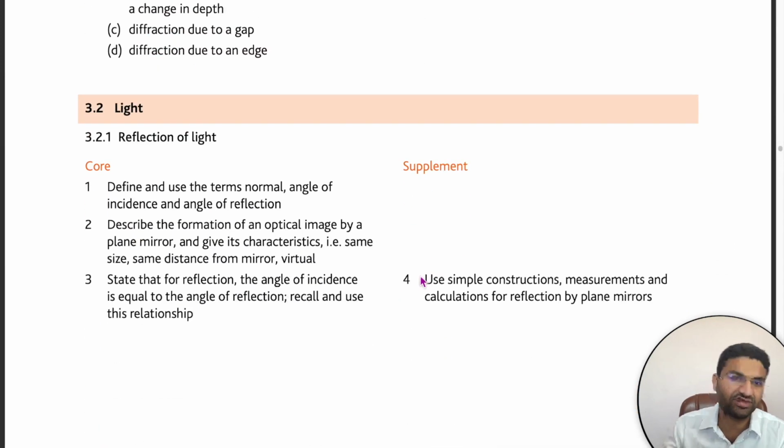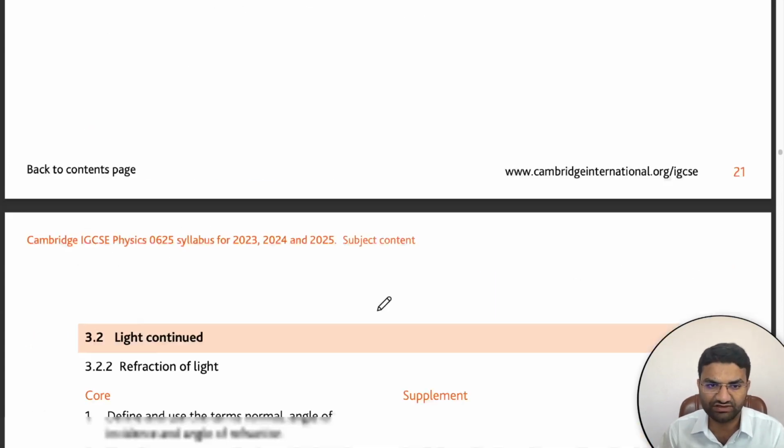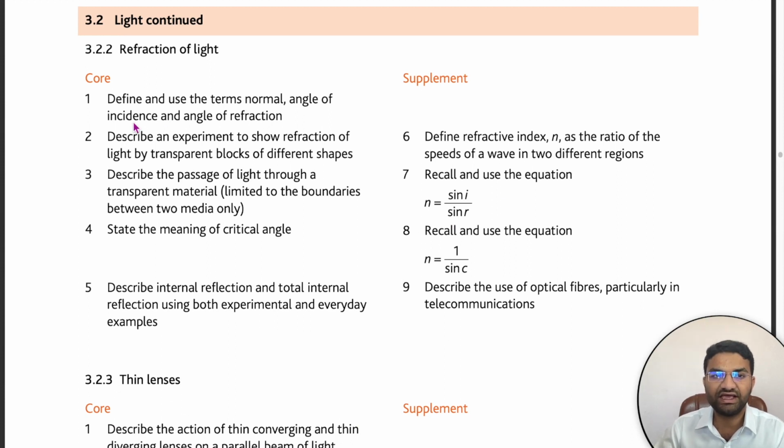So the second subtopic is light: reflection of light, normal, angle of incidence, angle of reflection. For an extended student, you have to learn construction and reflection by a plane mirror, and there are a few diagrams. You must know those diagrams to tackle any kind of questions. Then here you have basically angle of incidence, angle of reflection, right? And the critical angle theory part is there.